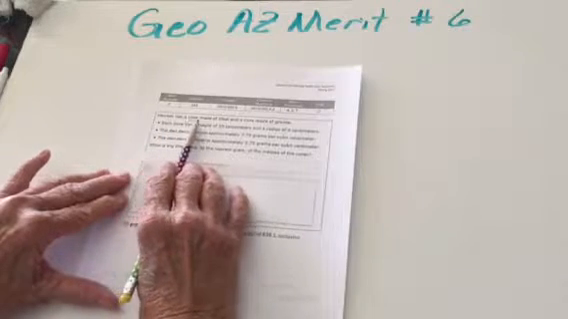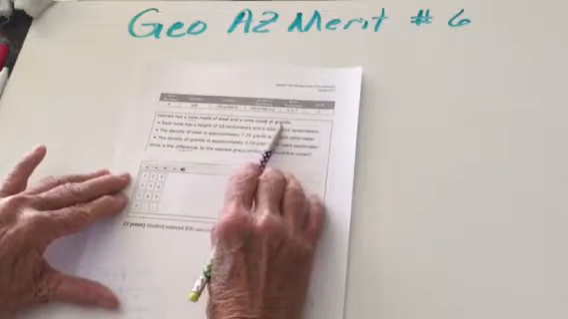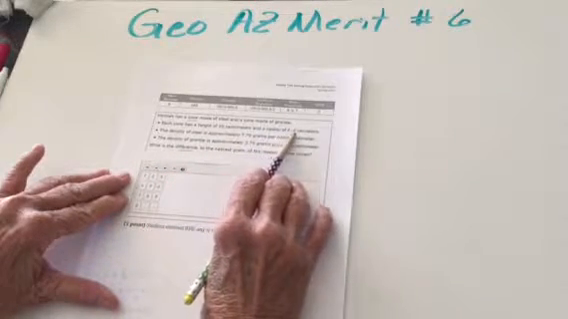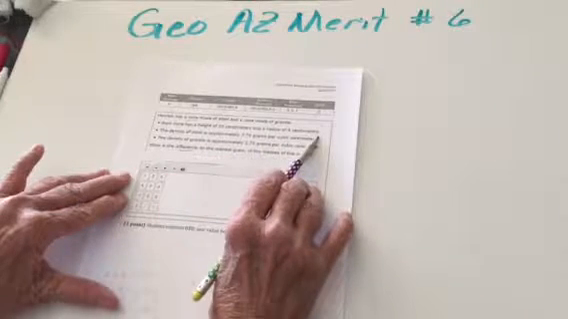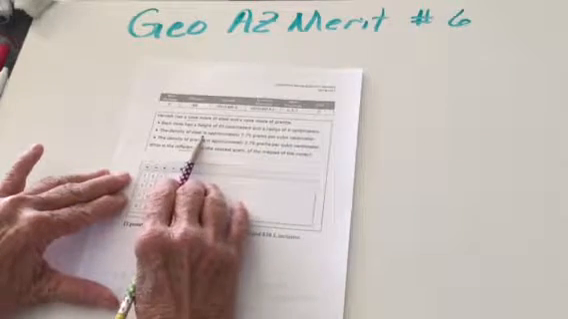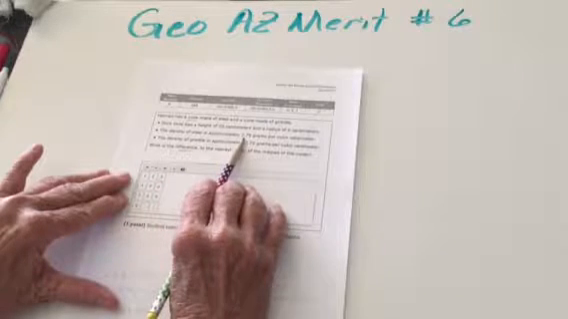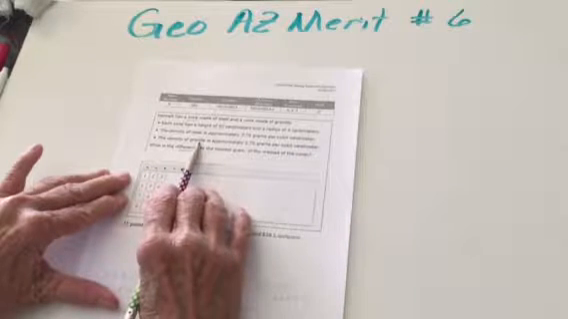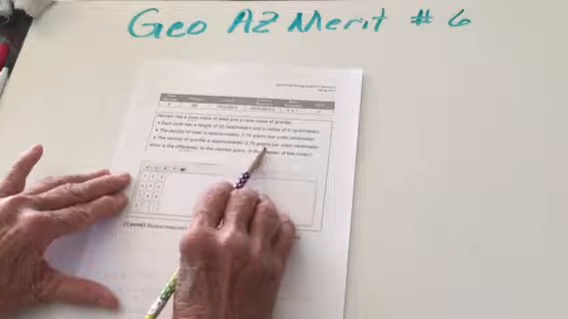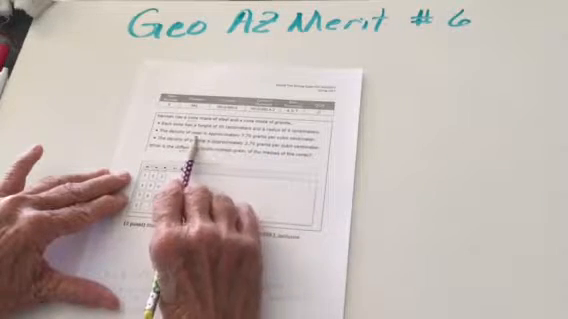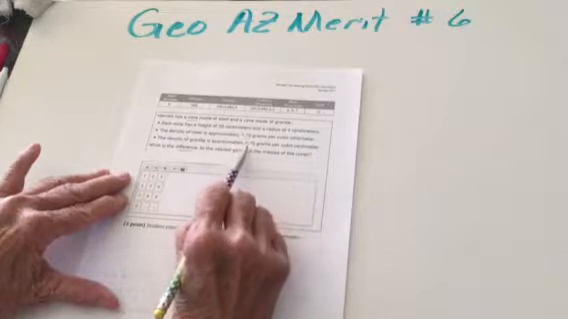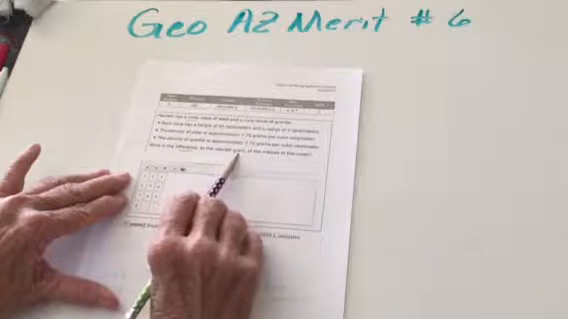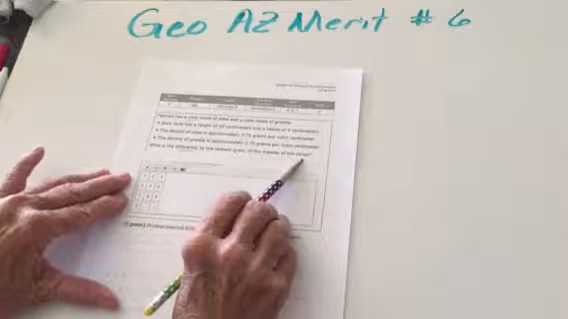And it says this: Hannah has a cone made of steel and another cone made of granite. Each cone has a height of 10 centimeters and a radius of 4 centimeters. That means that they're both the same size. The density of steel is approximately 7.75 grams per cubic centimeter, and the density of granite is approximately 2.75 grams per cubic centimeter. So look, steel weighs a whole bunch more than granite, okay? What is the difference to the nearest gram of the masses of the cones?